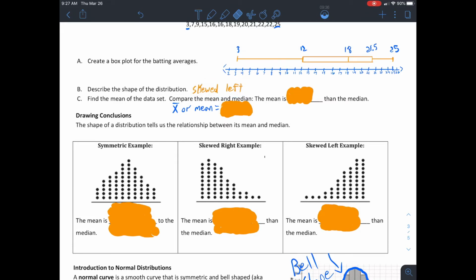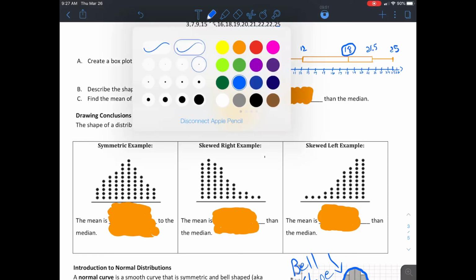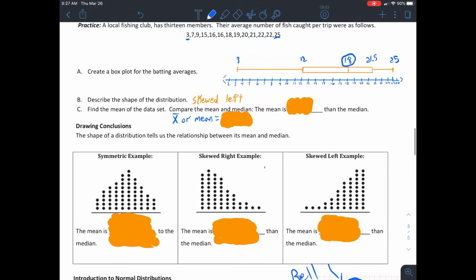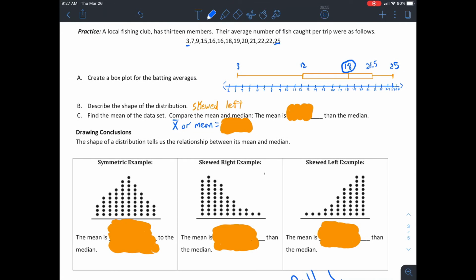Find the mean of the data set. Compare the mean and median. Well, we know our median is 18 because a box and whisker plot gives us our 5-number summary, including the median. So how could we find the mean? Well, we'd have to add up all of our scores and then divide by 13 because we have 13 scores. So pause the video now and go ahead and type that in your calculator and find the mean.